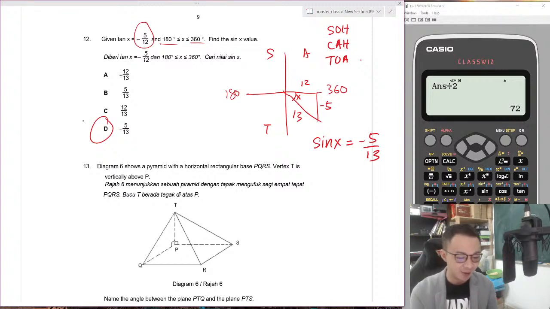So yeah, this is how we do this kind of question. Alvin says he doesn't know how to do this. I'm not sure whether you're replying to a student or replying to me. But anyway, this is how we do this kind of question.